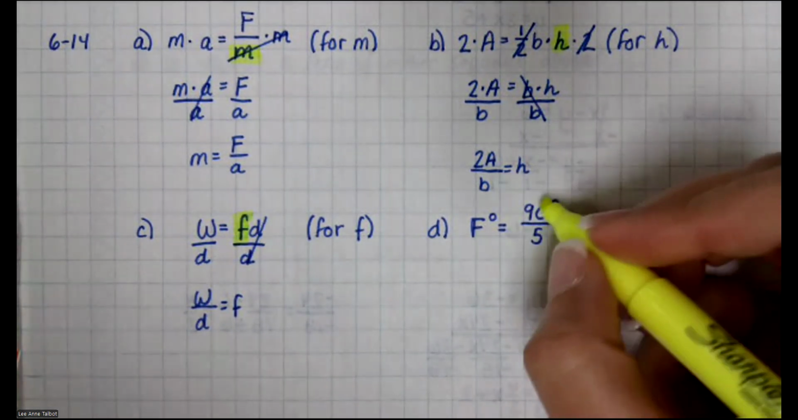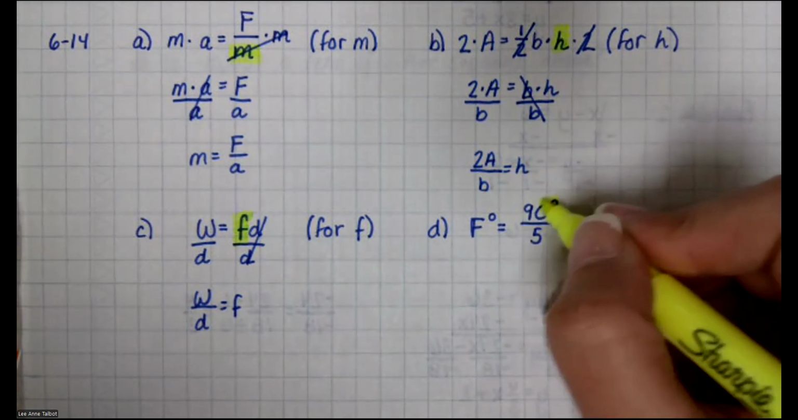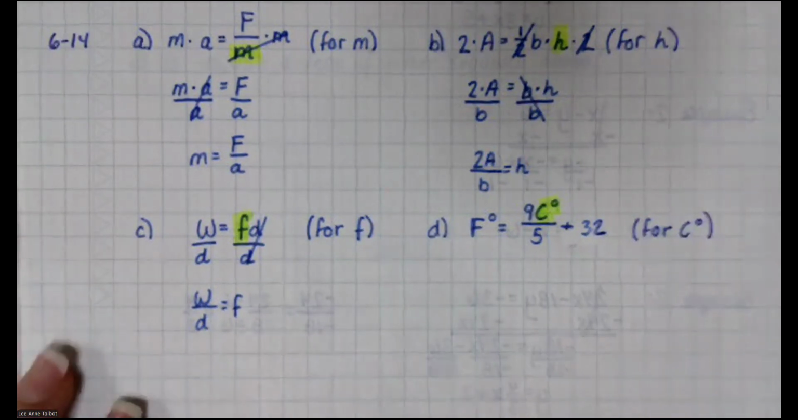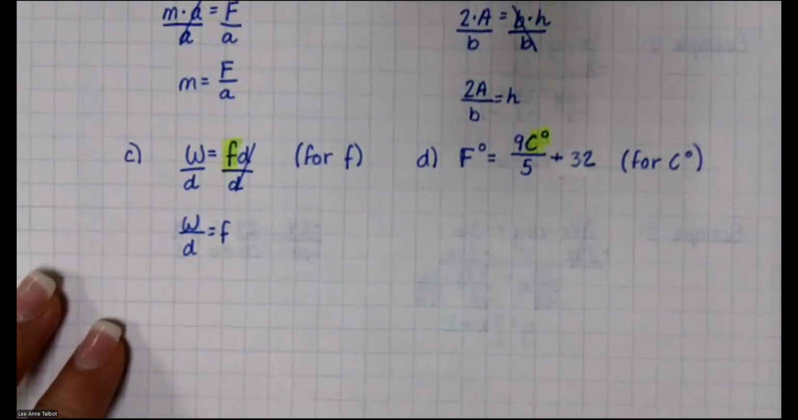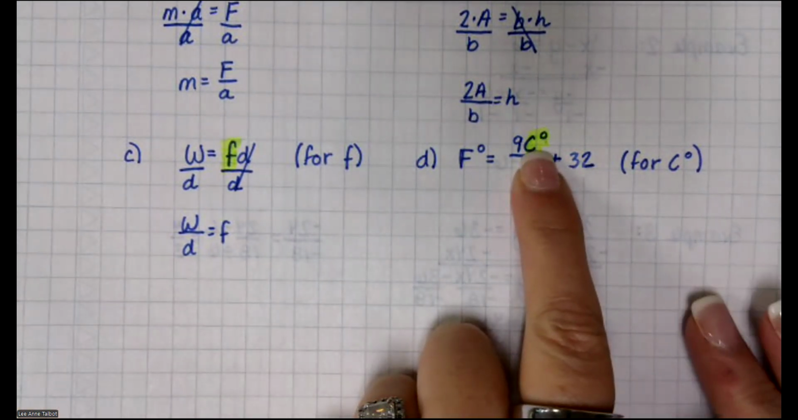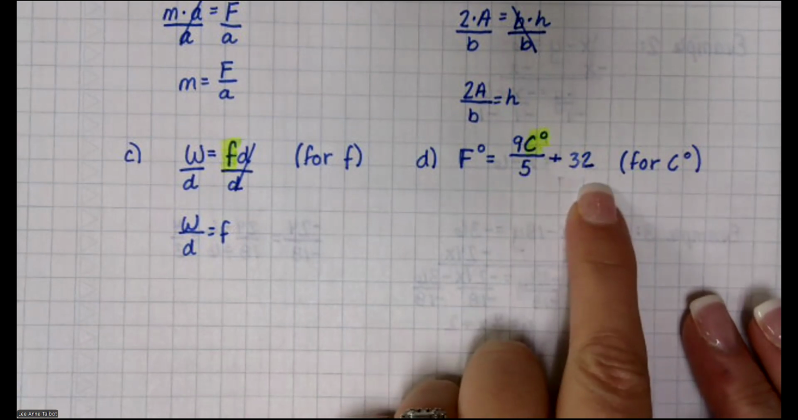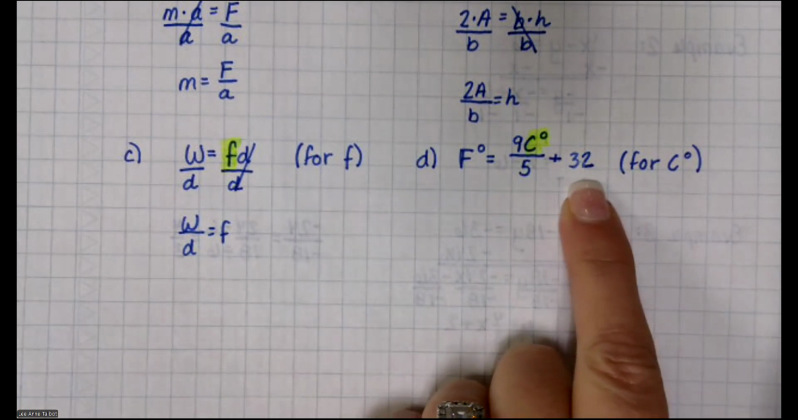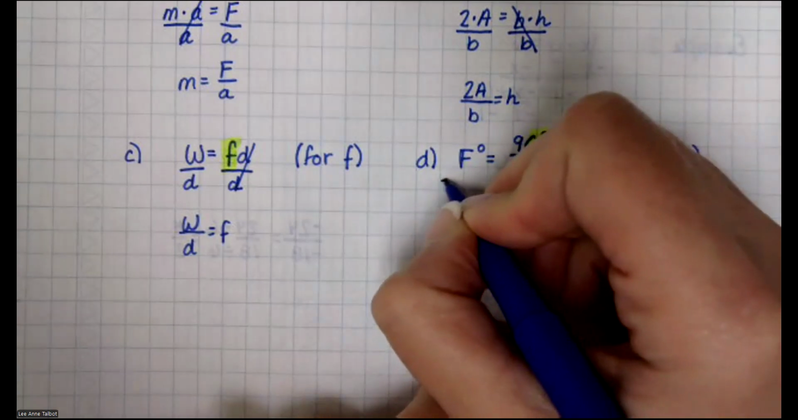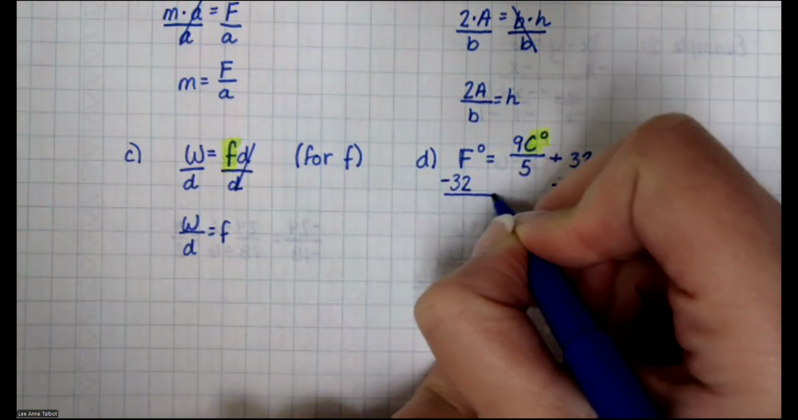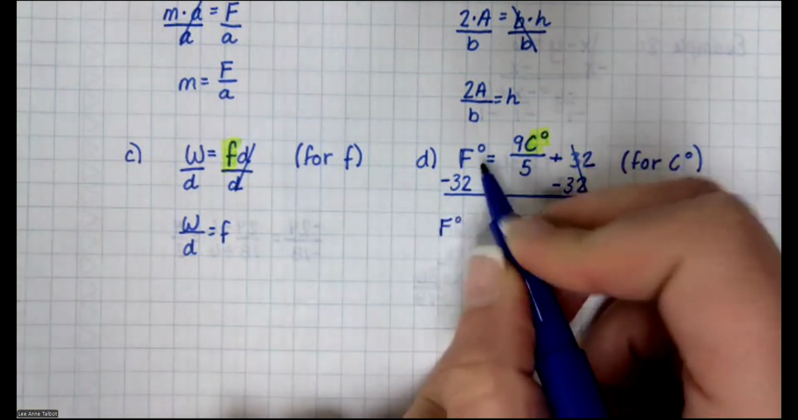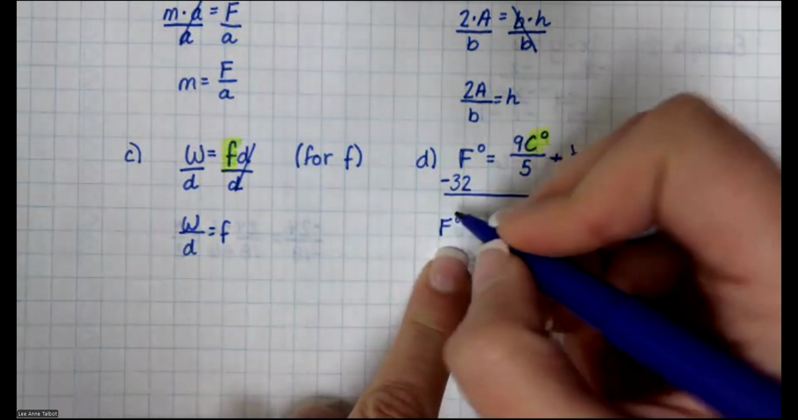Okay, now D is spicy. We're going to do D in a couple of steps. Okay, we want to get this by itself. So we kind of have to undo. What was the last thing that happened? It was plus 32, so we need to minus 32. This little circle, by the way, means degrees.